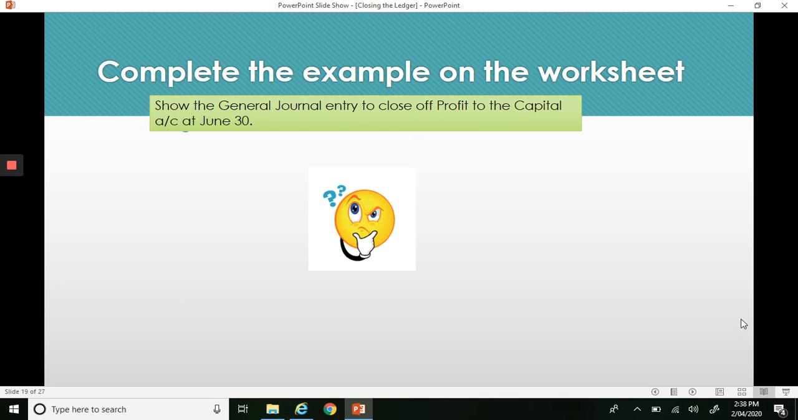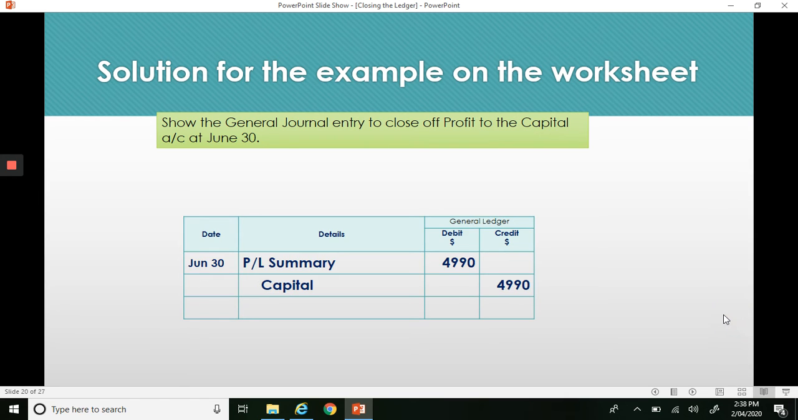Complete the example on the worksheet. And here is the solution for the example on the worksheet. We have a profit of 4,990. And so we will debit the profit and loss summary account because revenues are greater than expenses. So the smaller side is the debit side, and we'll credit the capital, which makes sense. If you're making a profit, we'll increase capital, and that would be a credit. So that's a standard entry to transfer a profit to the capital account. If it was a loss, of course, it would be reversed. You would debit the capital account and credit profit and loss summary.